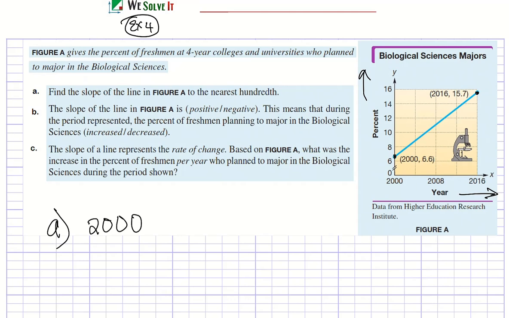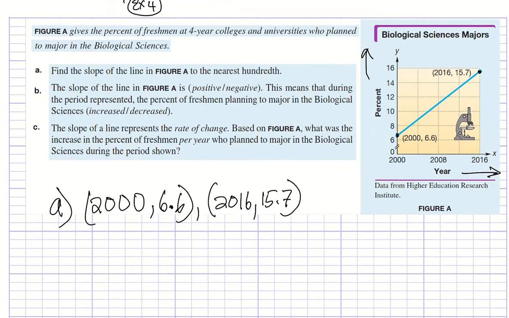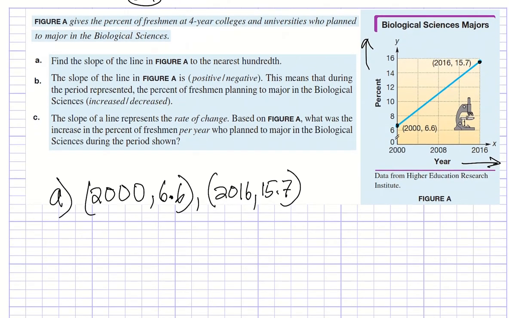Make sure you study that graph carefully. That's how they apply these things, you see. They use the y-axis for something, the x-axis for something, okay? So we got a couple of pairs. We'll have 2000 and 6.6, and then we'll have another one, 2016 and 15.7, okay? That's it, it's given. So with those pairs, we can find the slope.